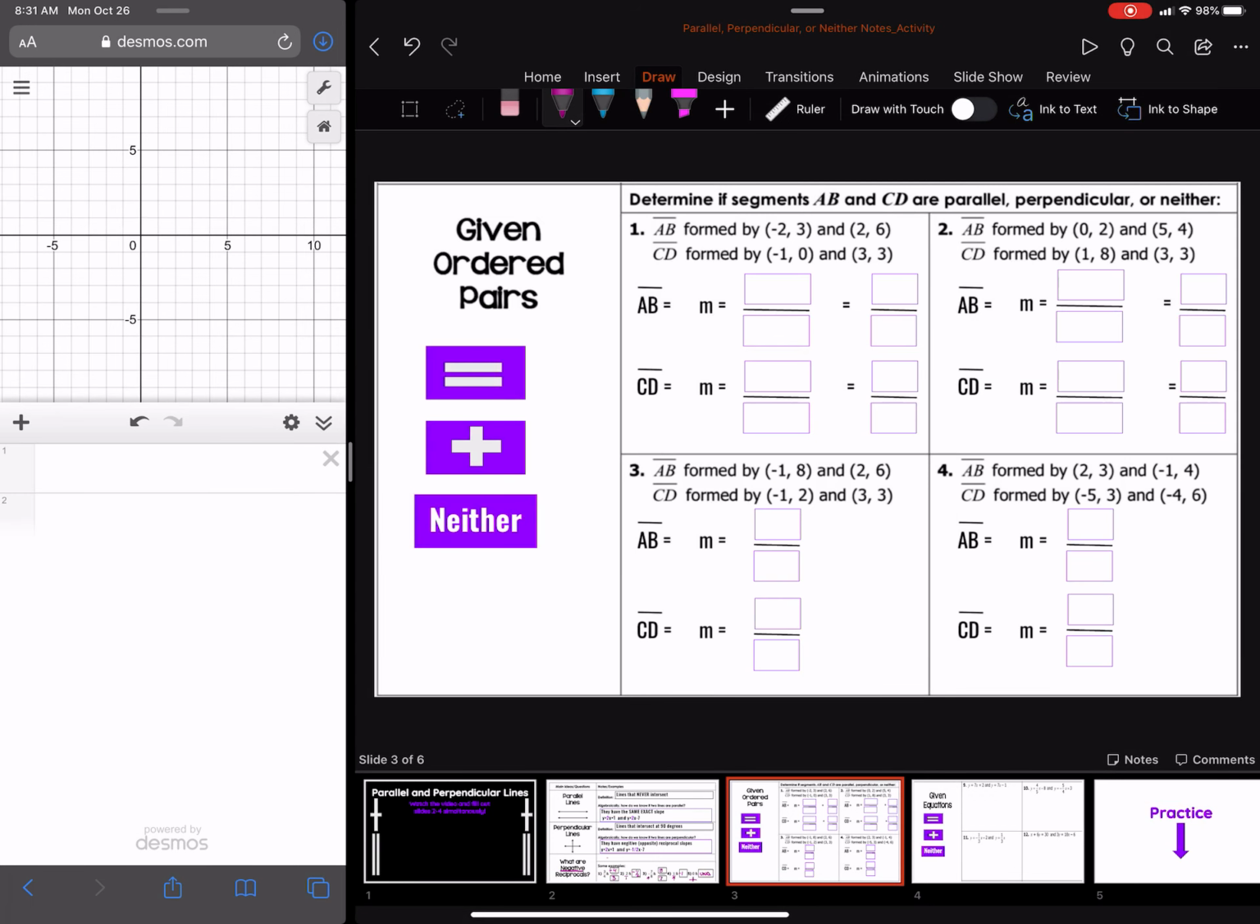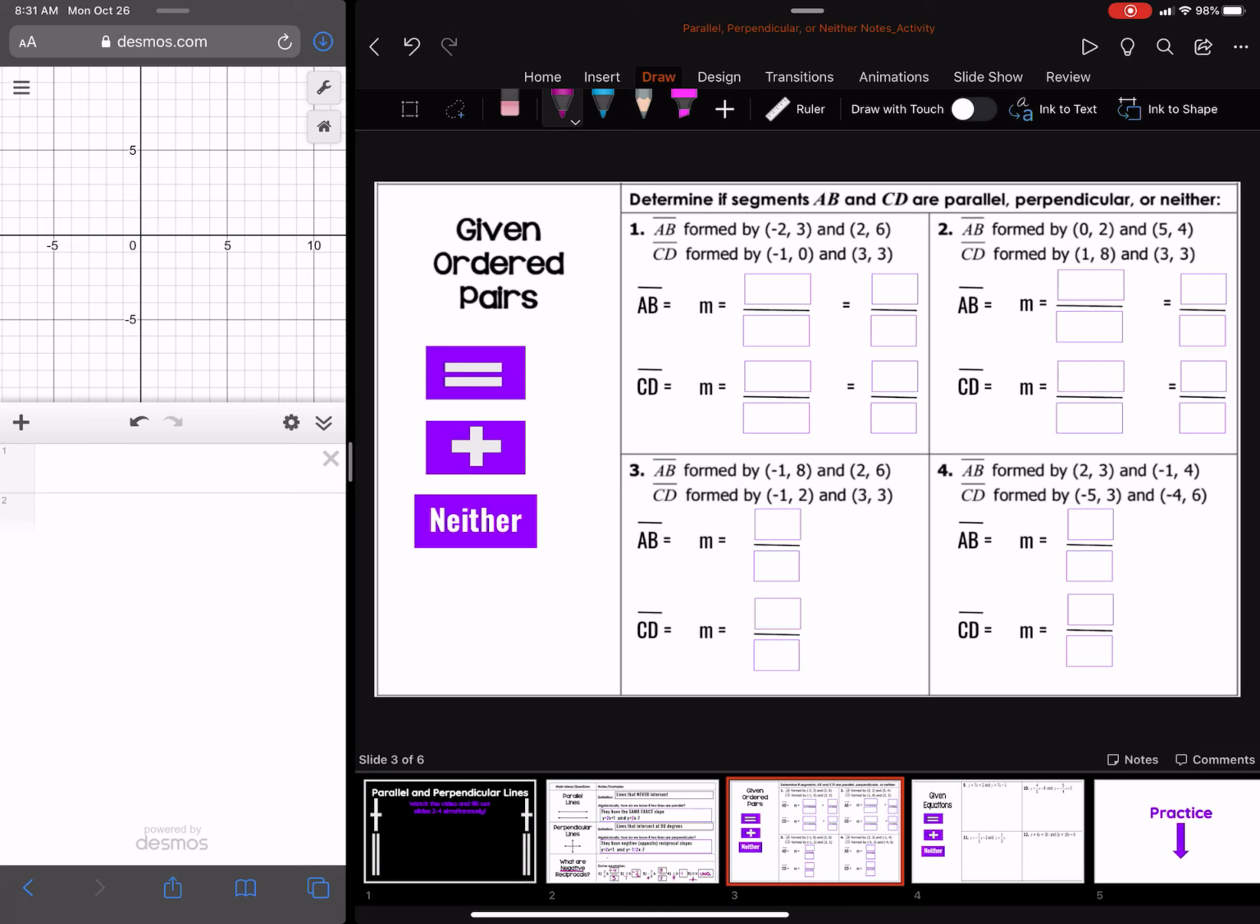So let's look at some of these. We are going to be finding the slope and then deciding whether it is parallel, perpendicular, or neither. First example I'm going to do with you, we're going to use slope formula. And then after that, we're going to use Desmos. So slope formula, remember, I think I attached it up here. We just can't see it on my thing. I attached the formula above if you need it.